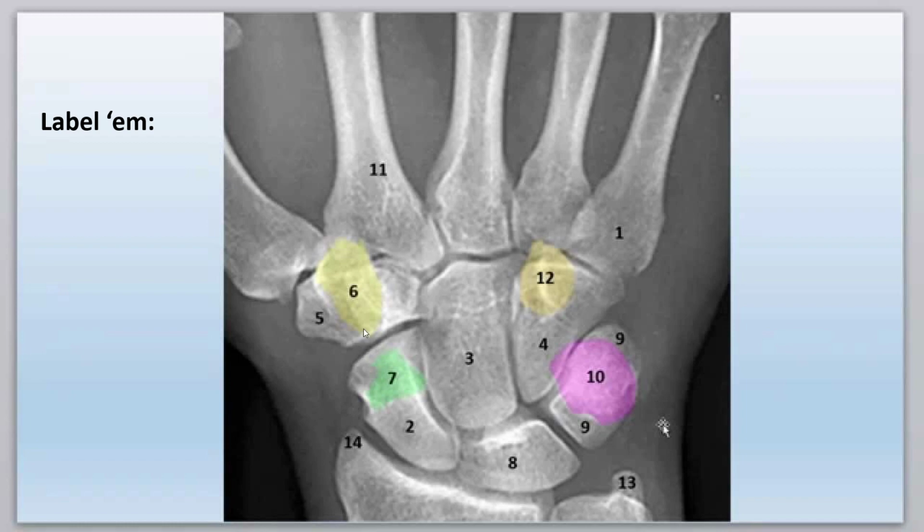In an x-ray, things get layered on top of each other. So this is our trapezoid underneath the trapezium. Not exactly the most pretty thing you'll see. 7 we talked about. 8 is our lunate, the big one that kind of forms the joint with the radius down here. 9 is our, excuse me, sorry, triquetrum.